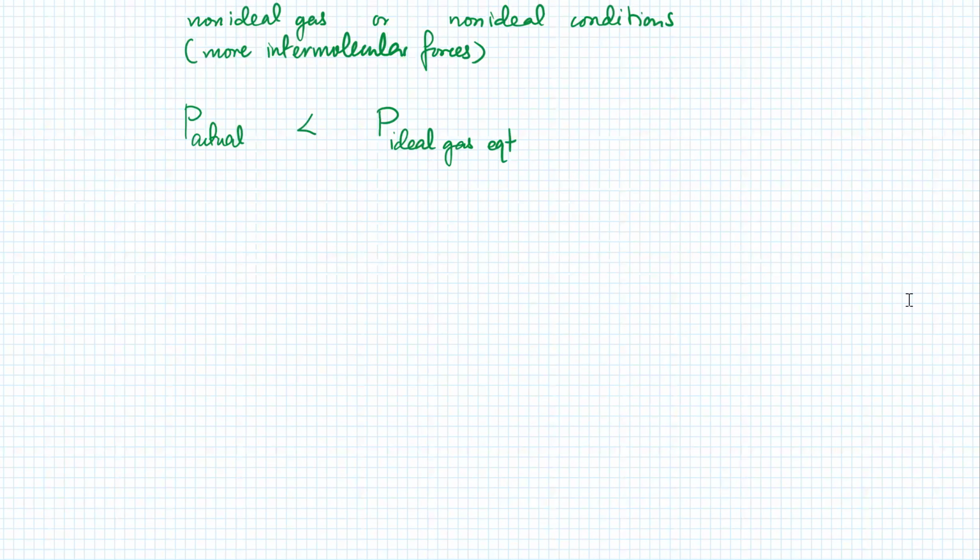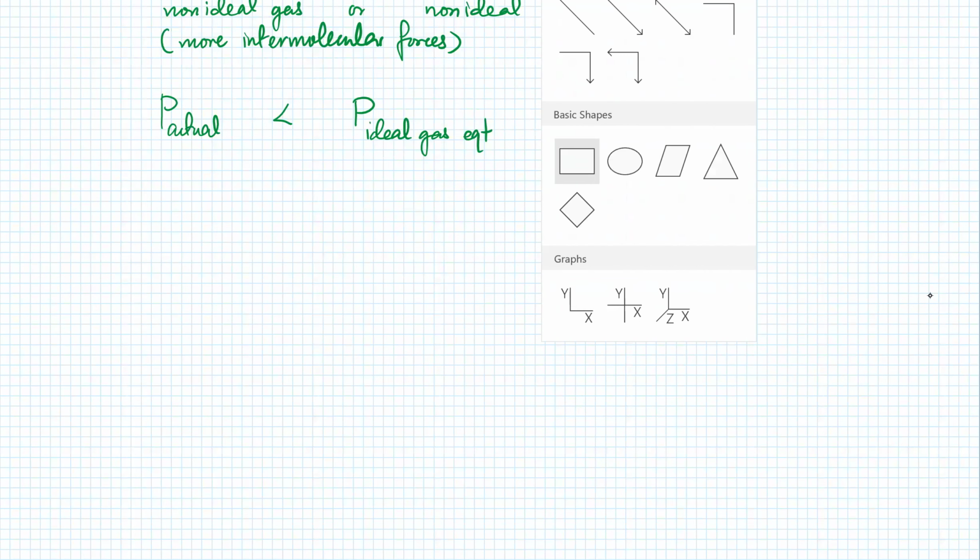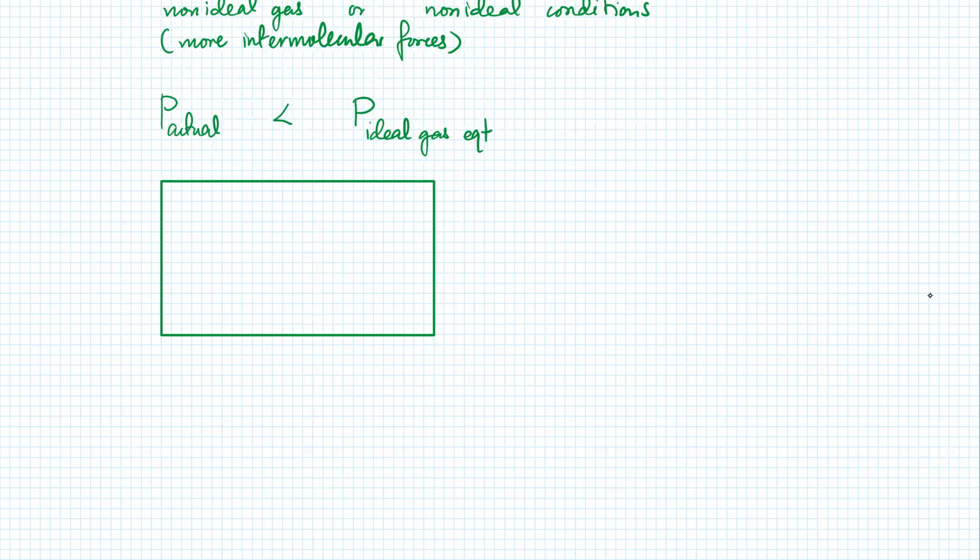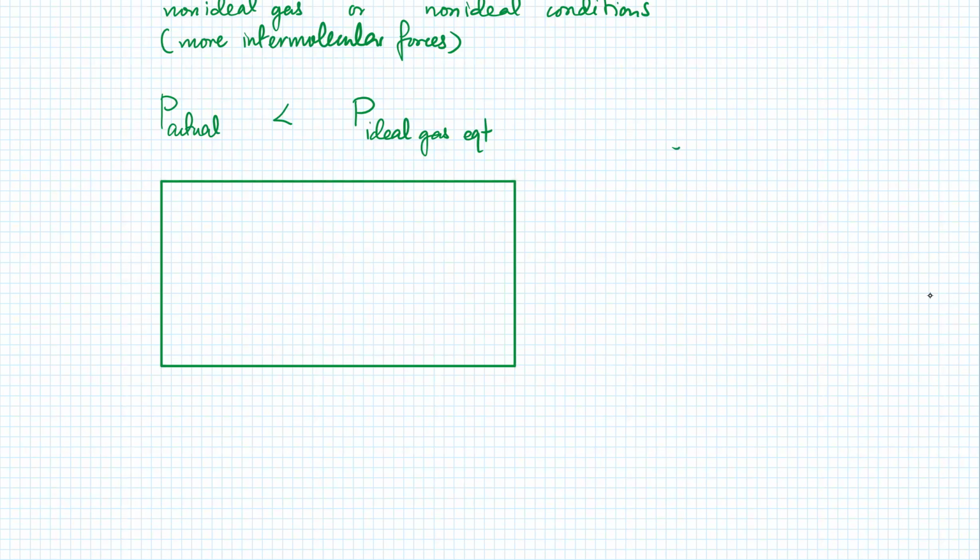And the reason for that is that ideal gases assume that gas particles don't have intermolecular forces. That's the assumption of an ideal gas, right? Real gases do have some intermolecular forces, especially under non-ideal conditions. So what is pressure? Pressure is the force that the particles exert when they bump into the walls of the container.